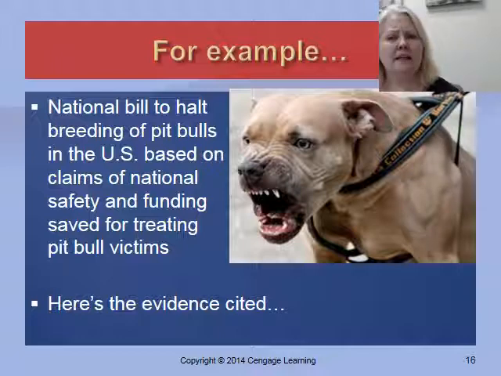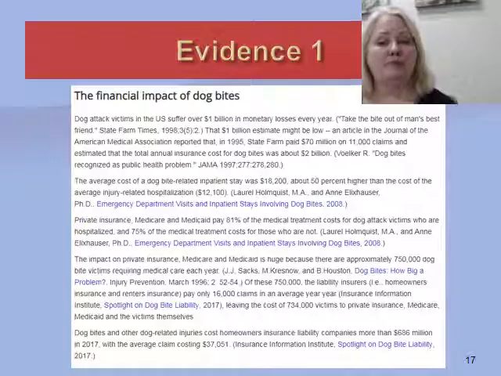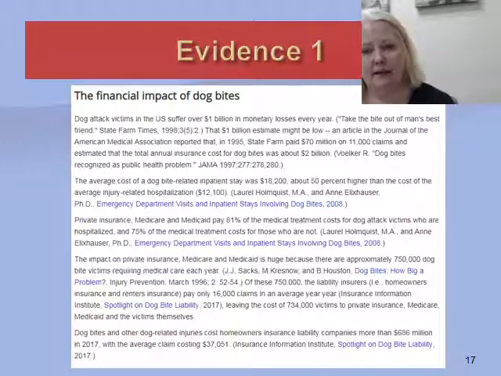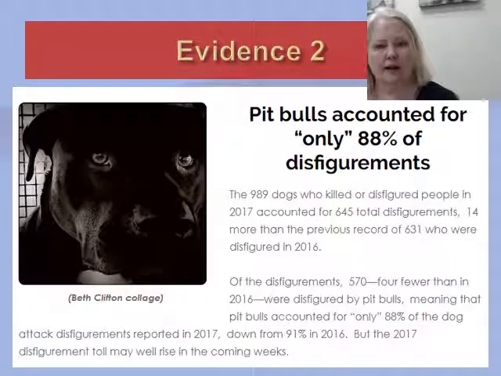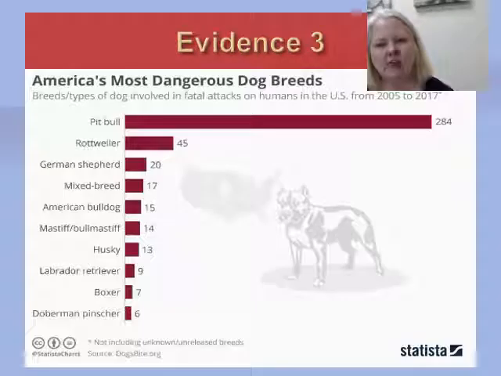And let's say that this bill comes with several pieces of evidence, like this article that says that victims in the US suffer more than $1 billion in monetary losses every year from dog attacks. And then this one that says pit bulls only account for 88% of disfigurements. And then yet a third piece of evidence that says that America's most dangerous dog breeds are led by the pit bull.